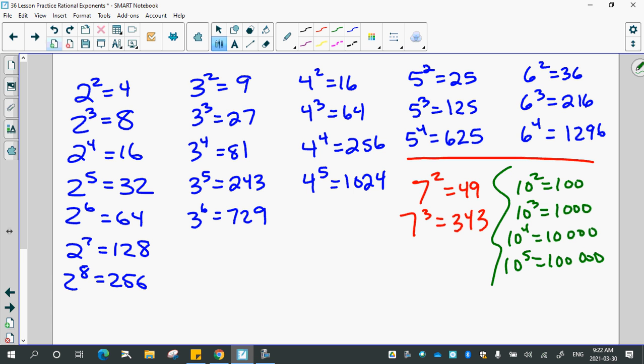And those are just good reference points for when you're figuring out the 5th root of 243. It's 3. Okay?